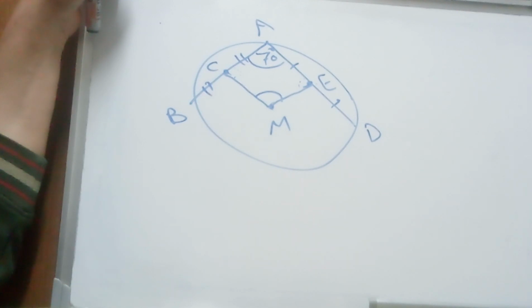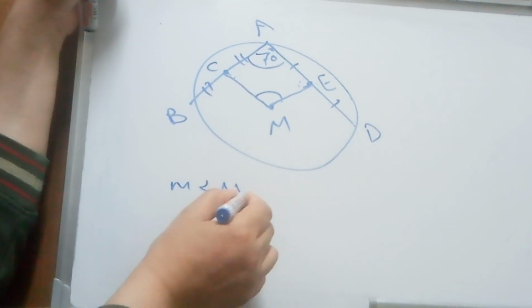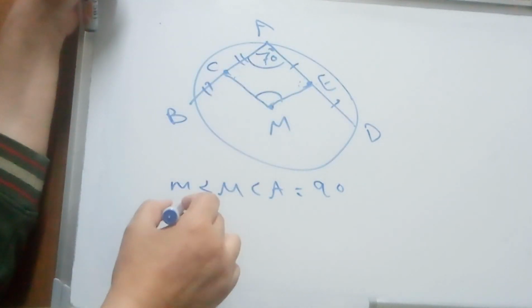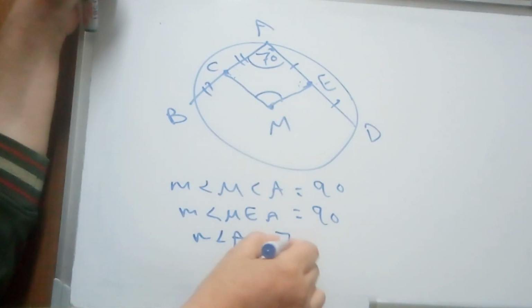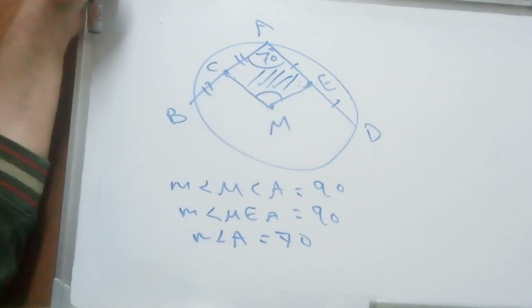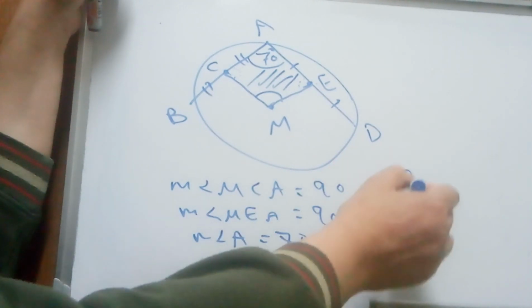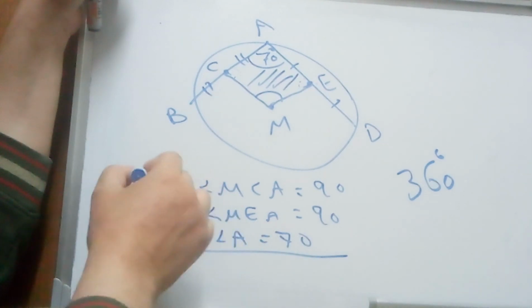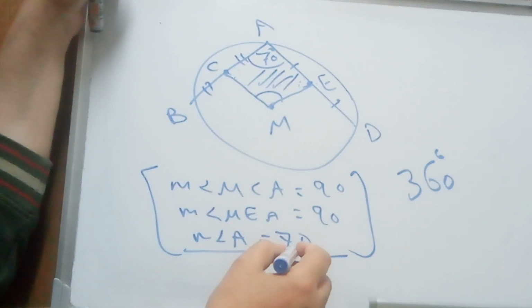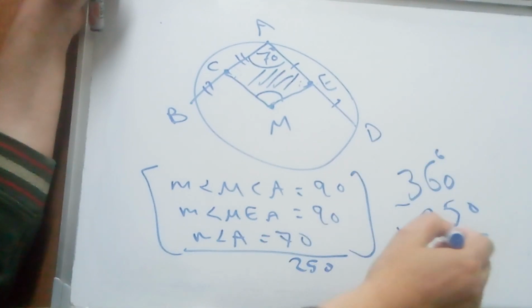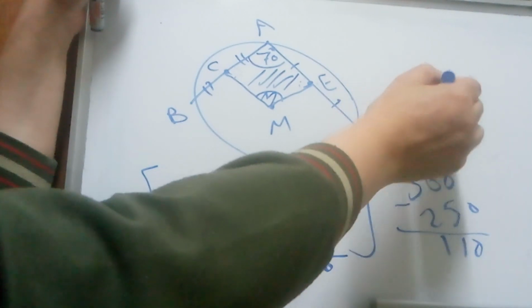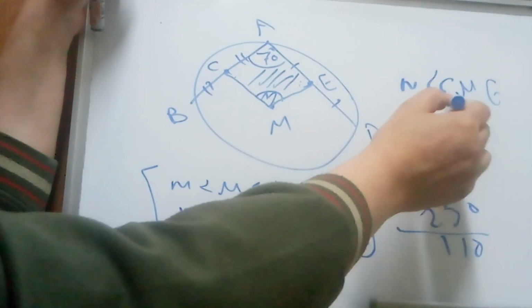Now the measure of angle MCA is 90, and the measure of angle MEA is 90, and the measure of angle A is 70, and this is a quadrilateral. The sum of the measures of the interior angles of a quadrilateral is 360 degrees. Then if you find the sum of these angles, 90 plus 90 plus 70, it is 180 plus 70, it will be 250. If you subtract 250 from 360, it will be 110. Then the measure of angle CME will be 110 degrees.